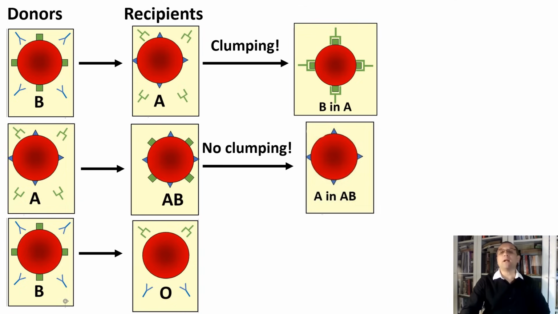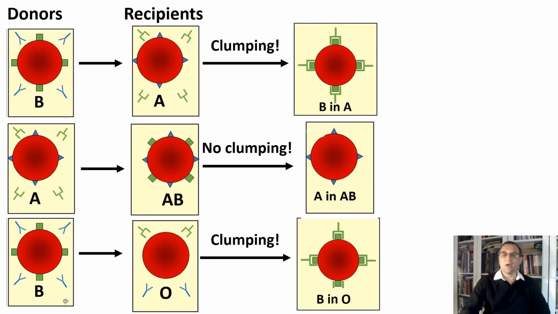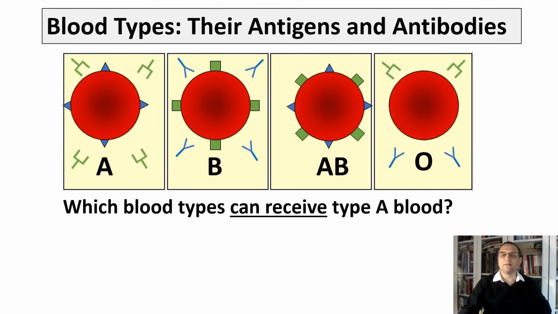Now we will take blood from donor B and transfuse it to a recipient with blood type O. What will happen? The recipient with type O blood will die because it will produce antibodies against antigen B from the donor and clumping will occur. And now, by looking at the diagram in front of you, let's answer more questions.